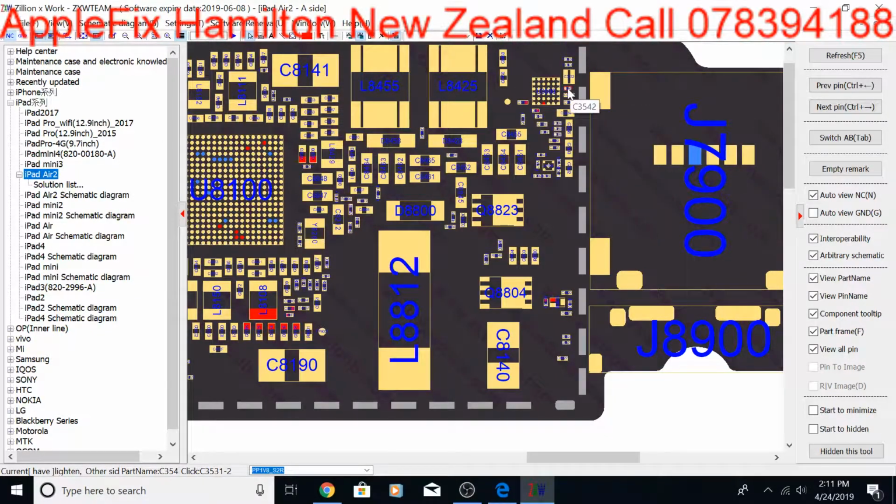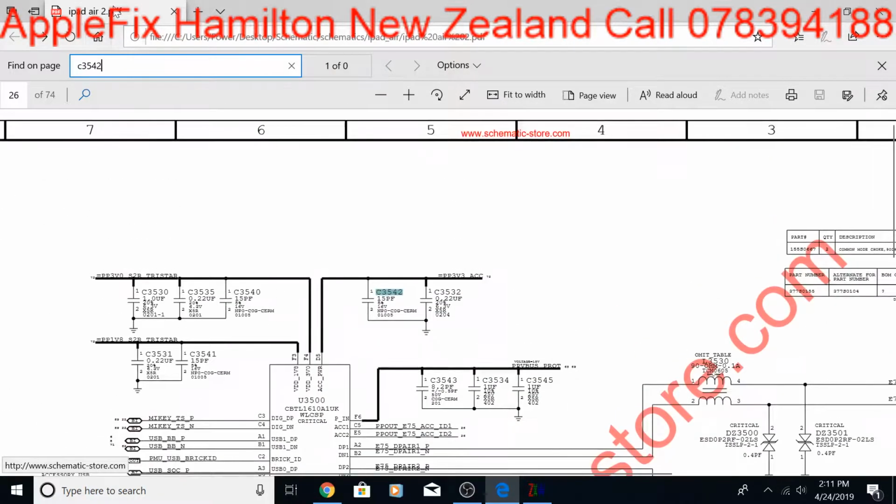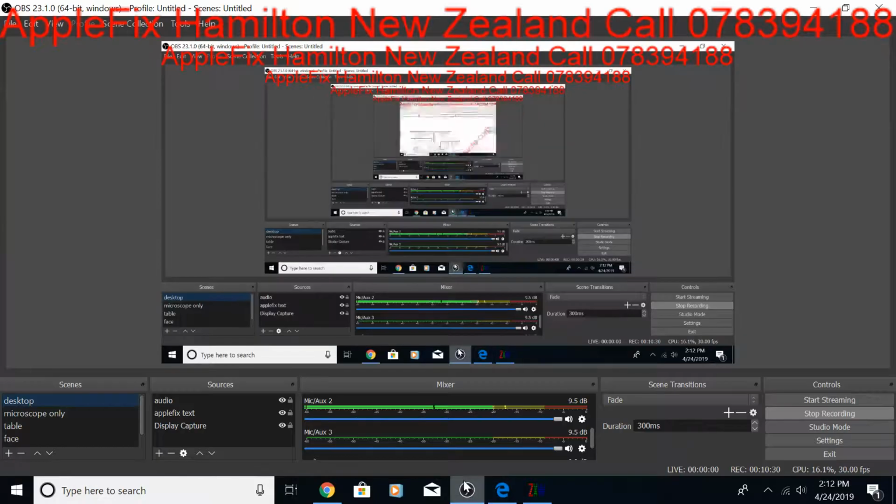And then this one we are getting nothing here, which is C3542. So C3542 is a 3.3 volt line, and this is PP3V3_ACC, which is one of the main areas which we have checked before. But before we start checking this, let's verify it again that we are getting nothing here.